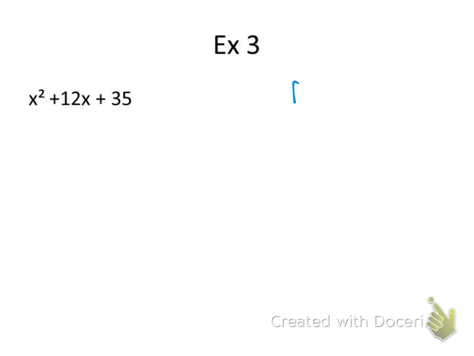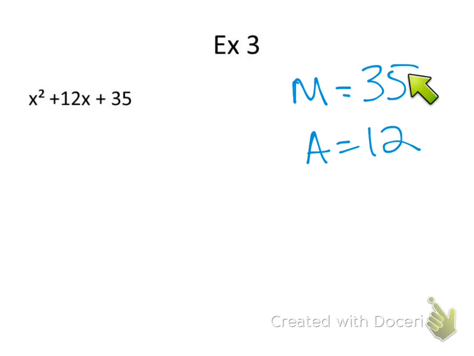Alright, what's my M? 35. What's my A? 12. Okay. To multiply to a positive, they're both going to have the same sign. What are the signs going to be in this one? The same. Both positive or both negative? Both positive. You have to look to your add number to decide what they're going to be. They're both going to be positive.